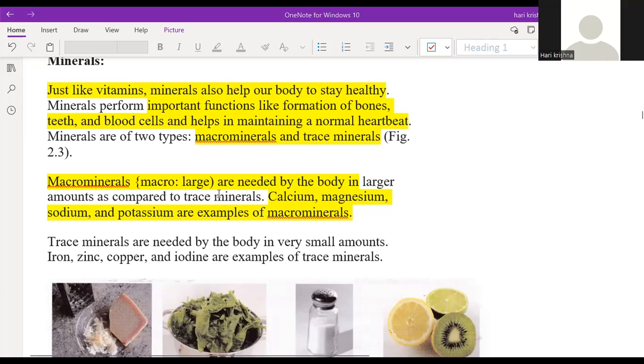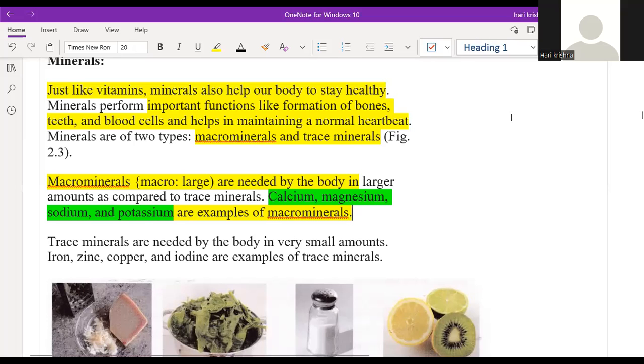The macro minerals are the large minerals. Especially we have calcium, magnesium, sodium, and potassium. These are the macro minerals; the others are the trace minerals. Can you see the green color part? Calcium, magnesium, sodium, and potassium are the macro minerals, required in larger quantity compared to other minerals. Calcium helps in the formation of bones. Magnesium helps in the conduction of nerve signals. Sodium and potassium also help in the conduction of nerve signals. So they are required in more quantity.